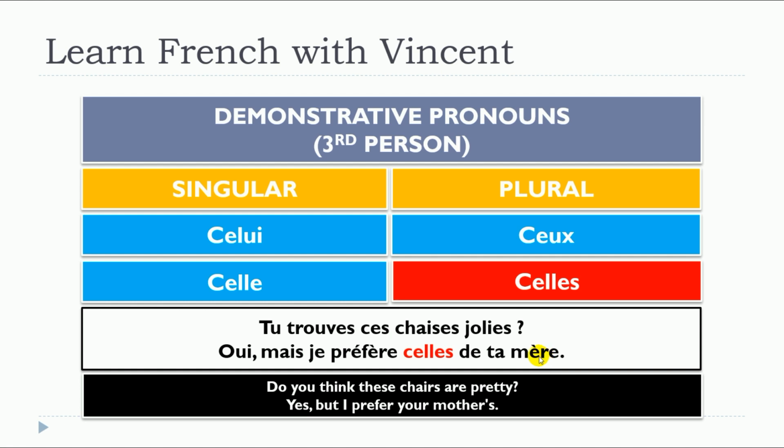So remember, demonstrative pronouns will be used to indicate possession, so you just need to remember celui, celle, ceux, celles. You put your preposition de and then the name of the person.